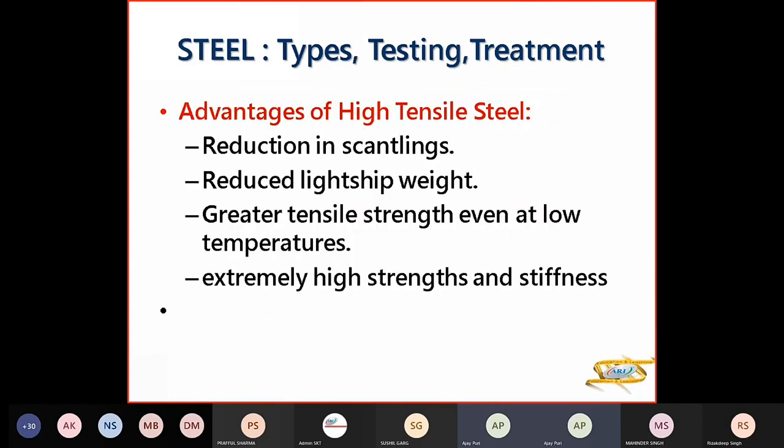So this has come a lot in your exams. What is high tensile steel? What are advantages of high tensile steel? What are disadvantages of high tensile steel? So the first disadvantage is reduction in scantlings.